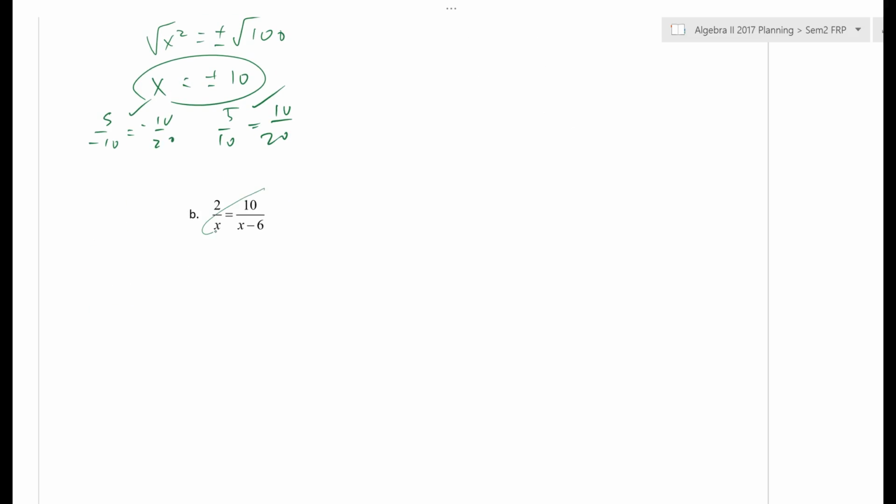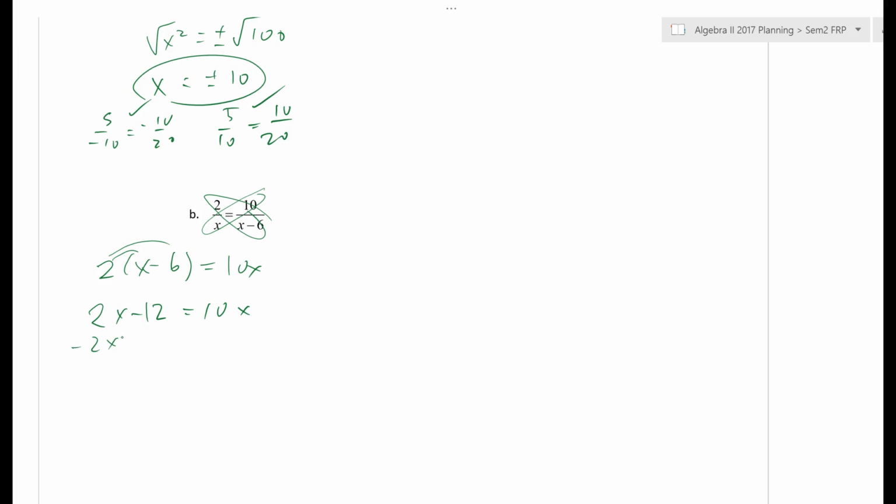B, this one's also set up to be possibly cross-multiplied here. We have 2 times x minus 6. And the other diagonal is 10 times x. So 2x minus 6 equals, forgot to distribute to both pieces. Again, another top common algebra mistake. 2 times x minus 12 equals 10x.